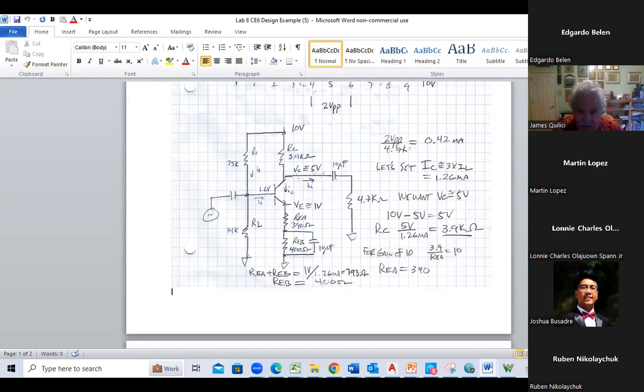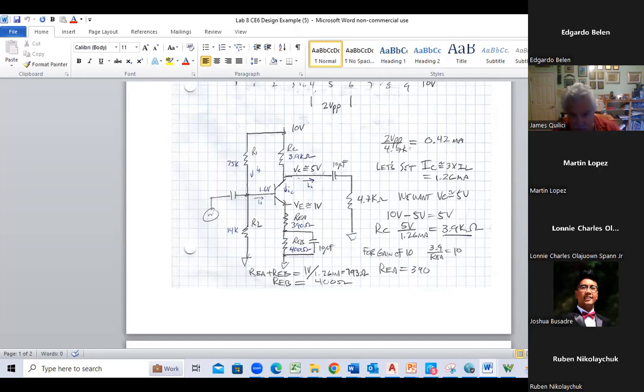Okay, let me see if I can get the right values here for 5 volts. Right now, my base is sitting at 1.4. I did that just before I got on. I realized, oh, holy smokes, I didn't do it for 5 volts. But let me see if I can get this tuned up real quick.